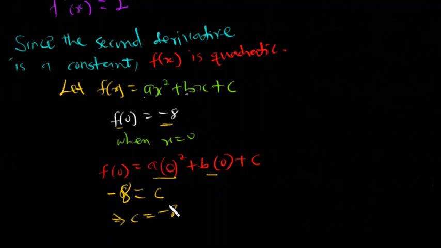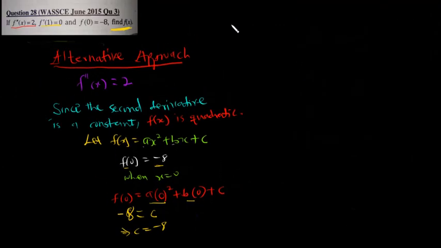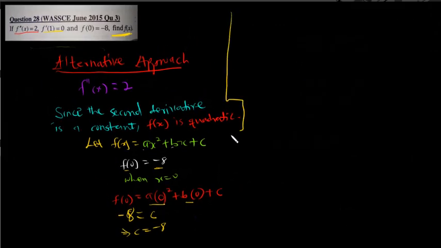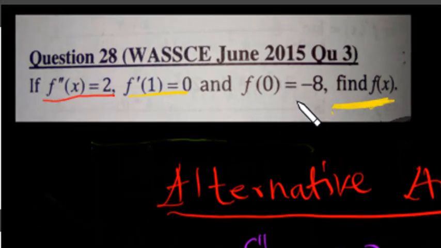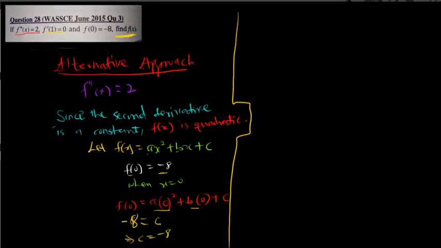If you remember the first one that I just solved, we had c to be negative 8. That is the third term, or the last term. Now let's go on. We have used the third equation, that is f of 0 equals negative 8. Let's get to the second one. To get to the second one, we have to differentiate f of x. So that is what we're going to do.